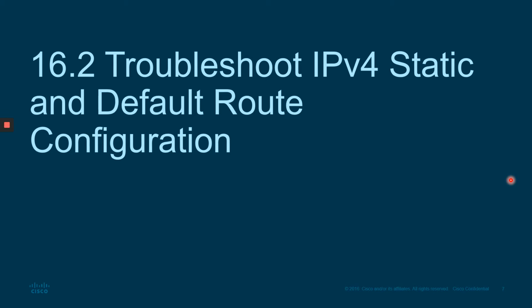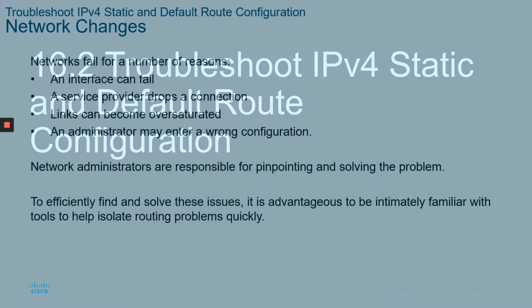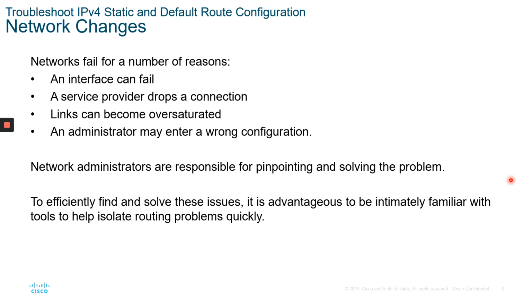Now our section number 2, troubleshooting IPv4 static and default route configuration. This is also a very important one, because as a network engineer you will come across such situations where the network will fail, and there are a number of reasons for network failure.